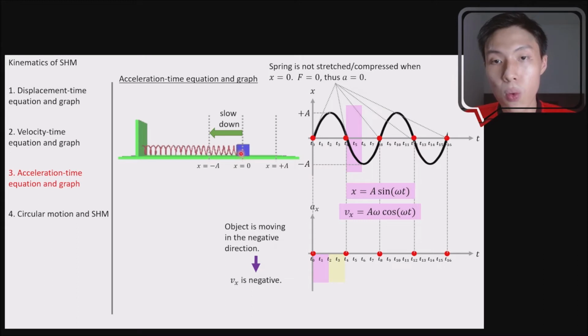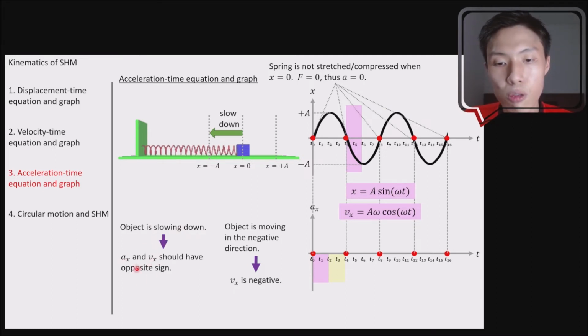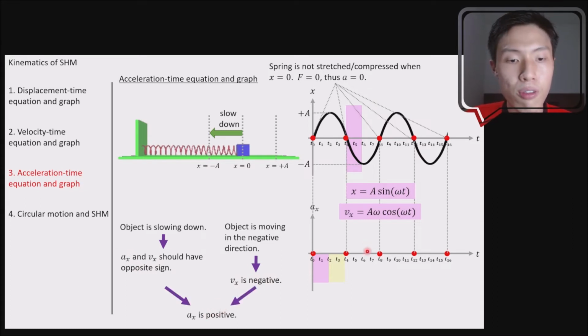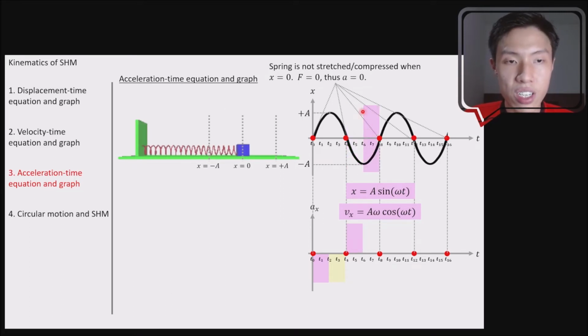And if it's moving away from the equilibrium position, it must be slowing down, because you need to stop over here, only then can you make a change in direction. So if you want to stop, you have to slow down when you move towards here. So if it's slowing down, you know that a and v should have opposite sign. So if a and v have opposite sign, if v is negative, a must be positive. So therefore, from T4 until T6, you should expect the acceleration to be plotted above the time axis, somewhere around here.